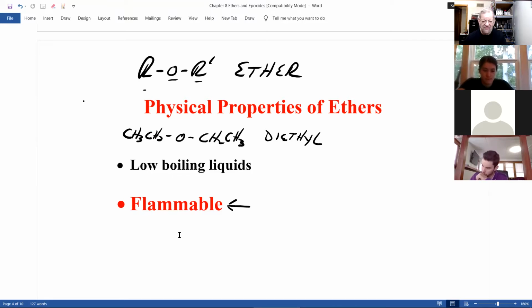Remember, common name. Oh, let me write this first. Diethyl ether. And this is really flammable. This has a very low boiling point. The heat from your hands, your body, will cause this liquid to boil.